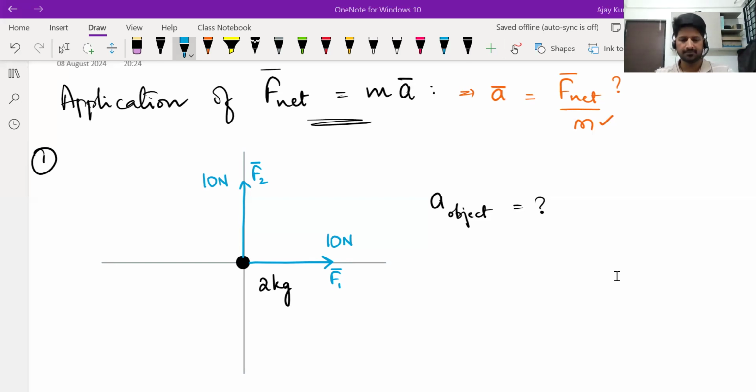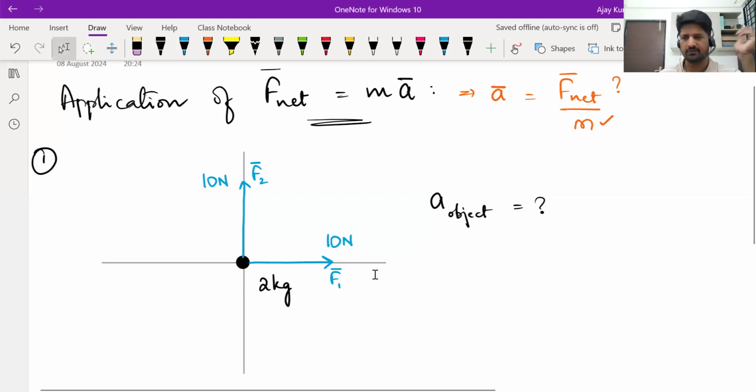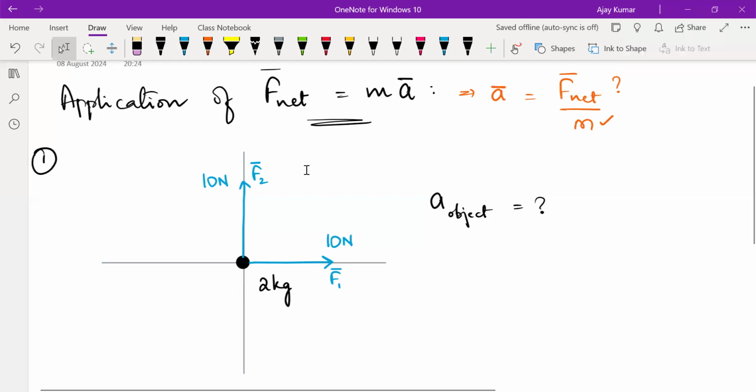Any answer, anyone? 5 i cap plus 5 j cap. Correct. See, if you need to calculate the acceleration of an object in any case, you first need to find out the net force acting on it. Now, there are two forces. Each force's magnitude is 10 Newton.